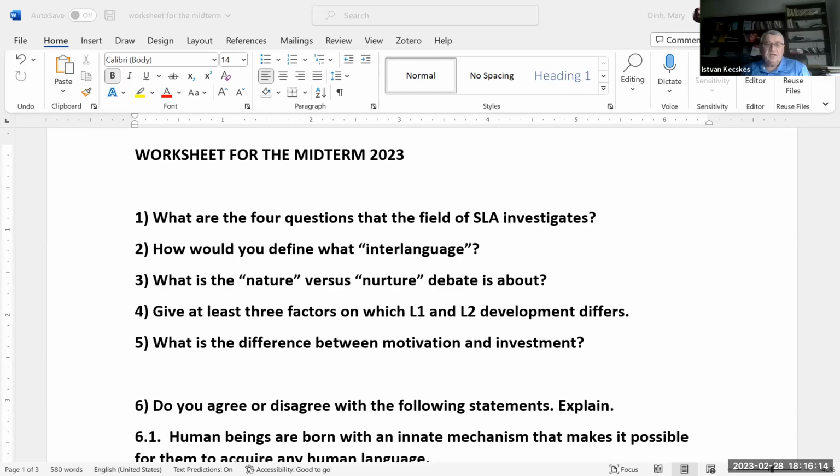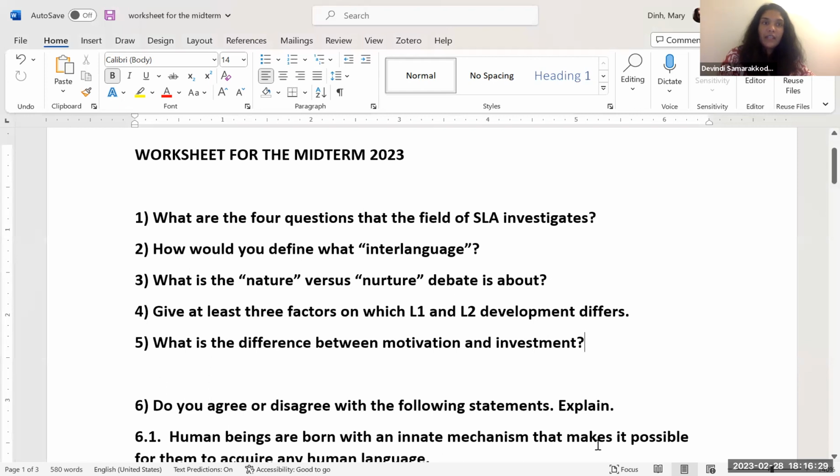I think the second question is connected with interlanguage. So how would you define what interlanguage is? So what is the definition of interlanguage? How would you define that? So it's a language created by learners. Yeah. Of a second language, which is between the target language and the learner's first language.